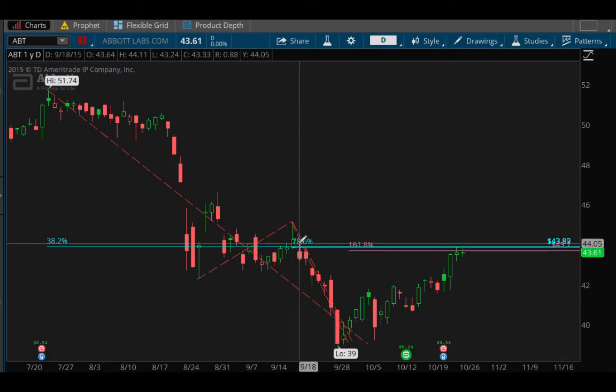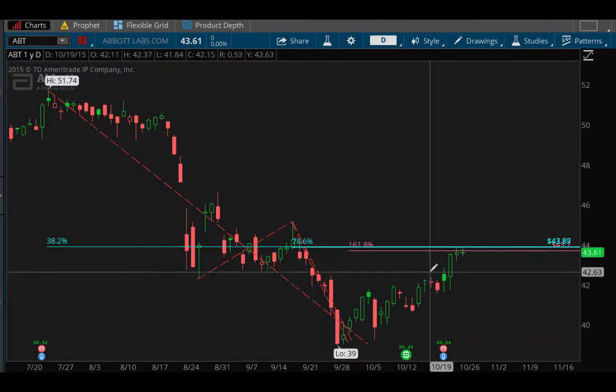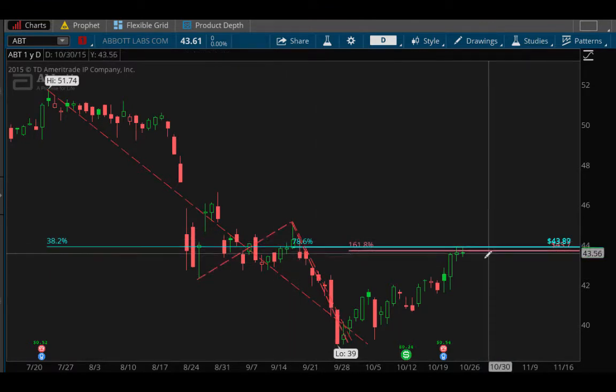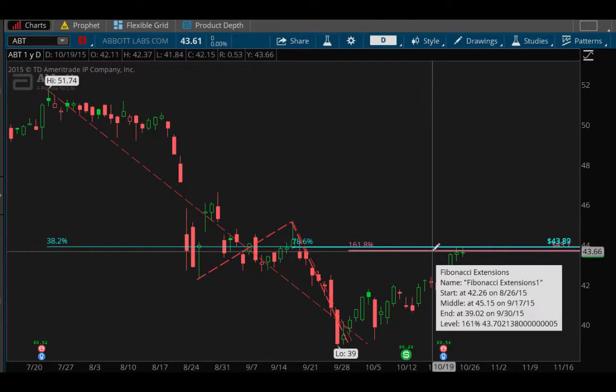Okay, so the 78.6 coincides well with this grouping right here. So we're starting to see that we have a lot of different indicators and different levels pointing that this 44 is going to be a solid resistance point.